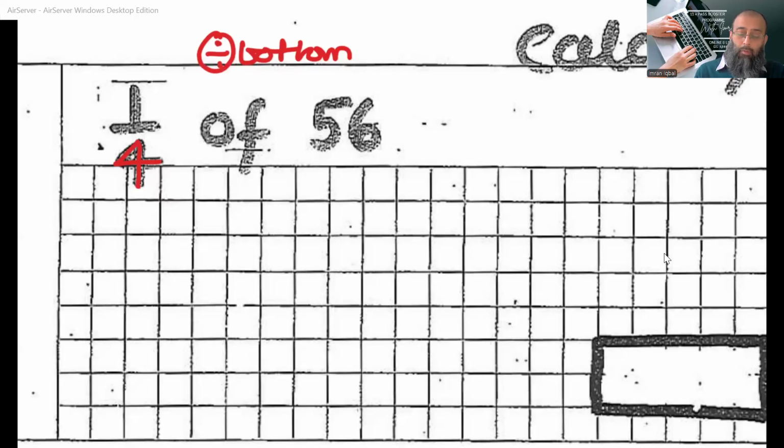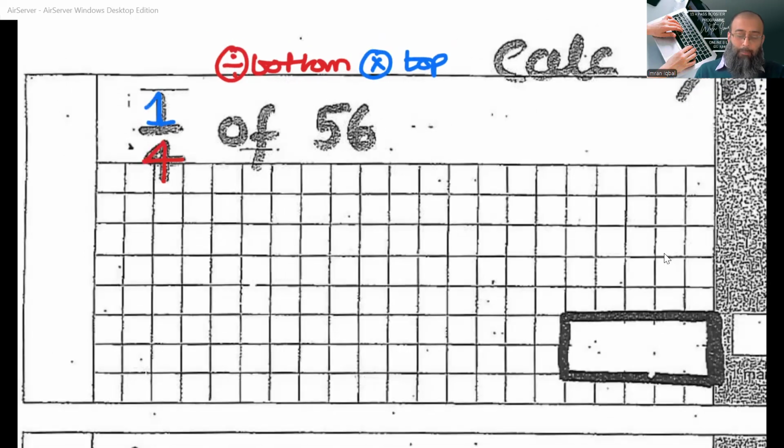Let me grab a blue. We're going to then multiply it by the numerator, which is the top number, which in this case is 1. So whenever we're dealing with a fraction of something, it is division by the bottom, times by the top. In order for me to make this nice and easy on the space we have available, I'm going to do the division upside down. I call it an upside down bust up.